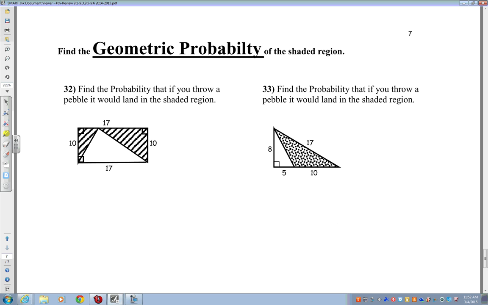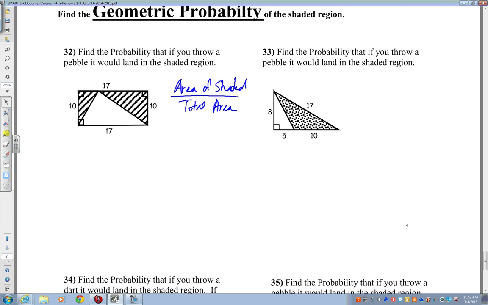All right, so find the probability that if you throw a pebble, it will land in the shaded region. Okay, so basically to find that probability, you have to do the area of the shaded over the total area. Okay, so how can I find this area of the shaded? Think about it. Yeah. 170 is the whole thing. You're right. So we know this is 170. Okay, that's the whole thing.